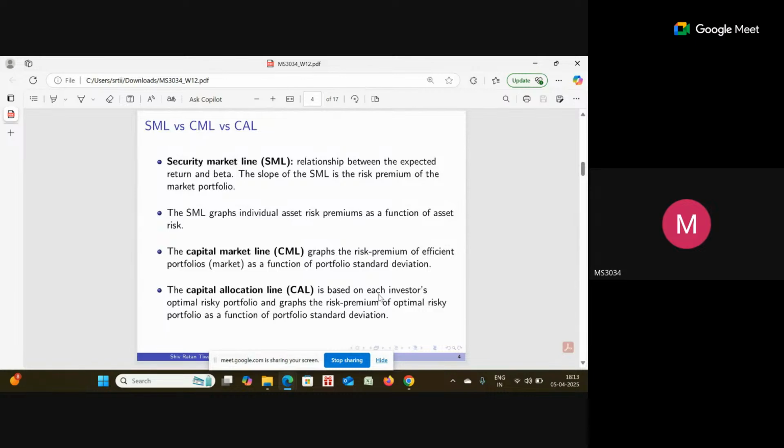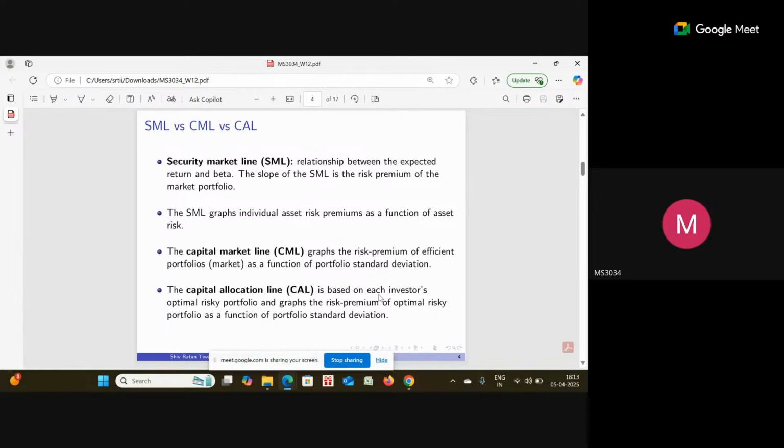So what is the security market line? It provides us the relationship between the expected return of a particular asset and its beta. And as I said, the slope of this security market line is the risk premium of the market portfolio. Okay. As I said earlier, this beta is the measure of the contribution of this asset towards the overall market risk. So in other terms, this security market line is graphing the individual asset risk premium as a function of asset risk, that is the beta.